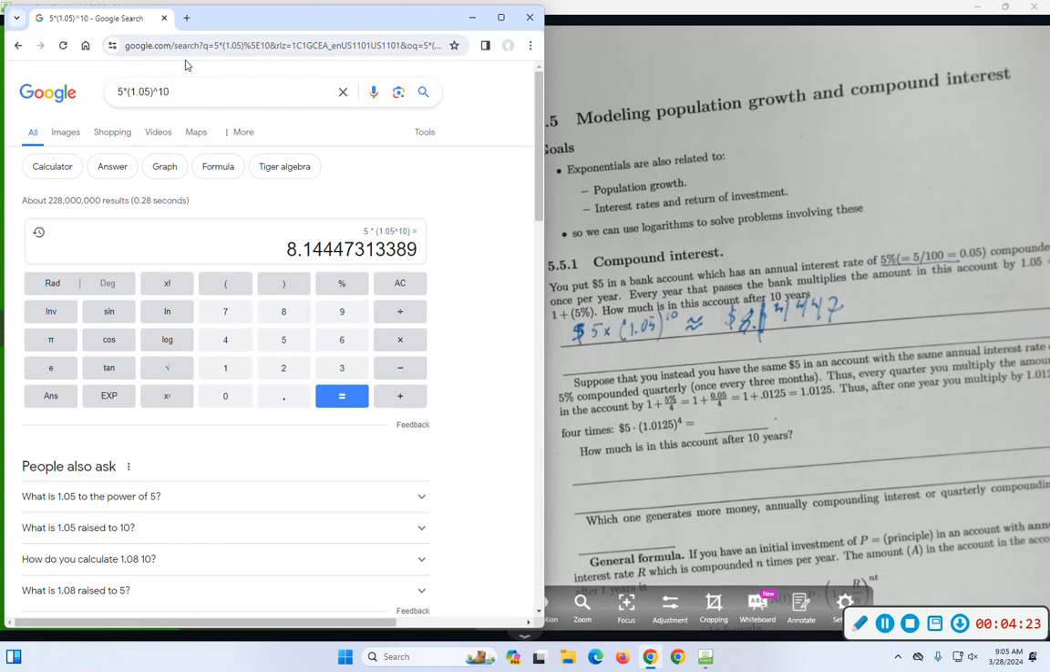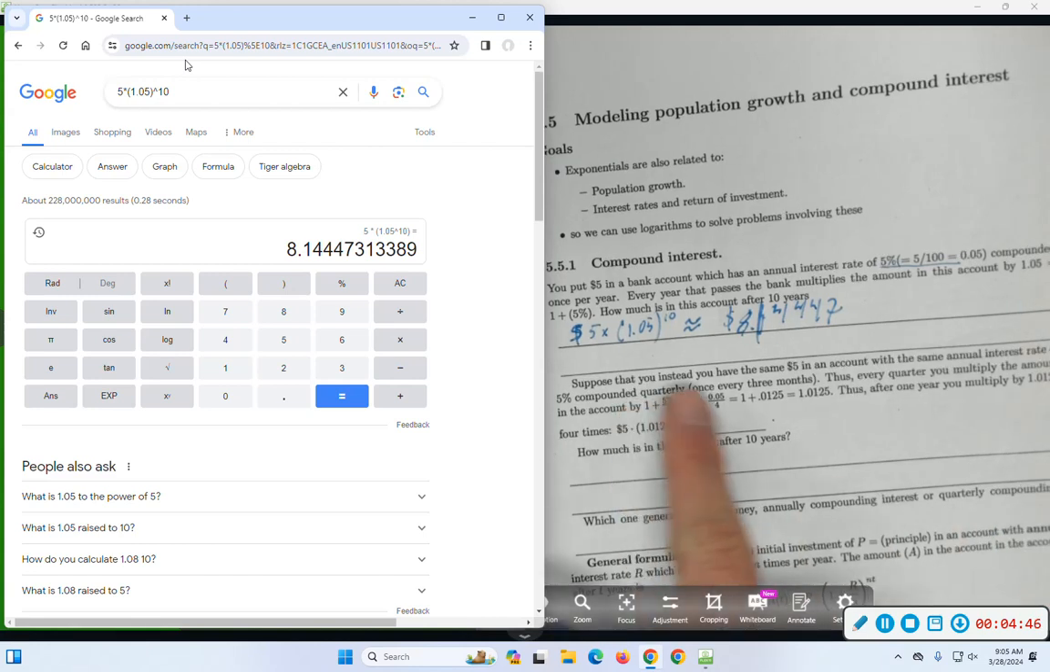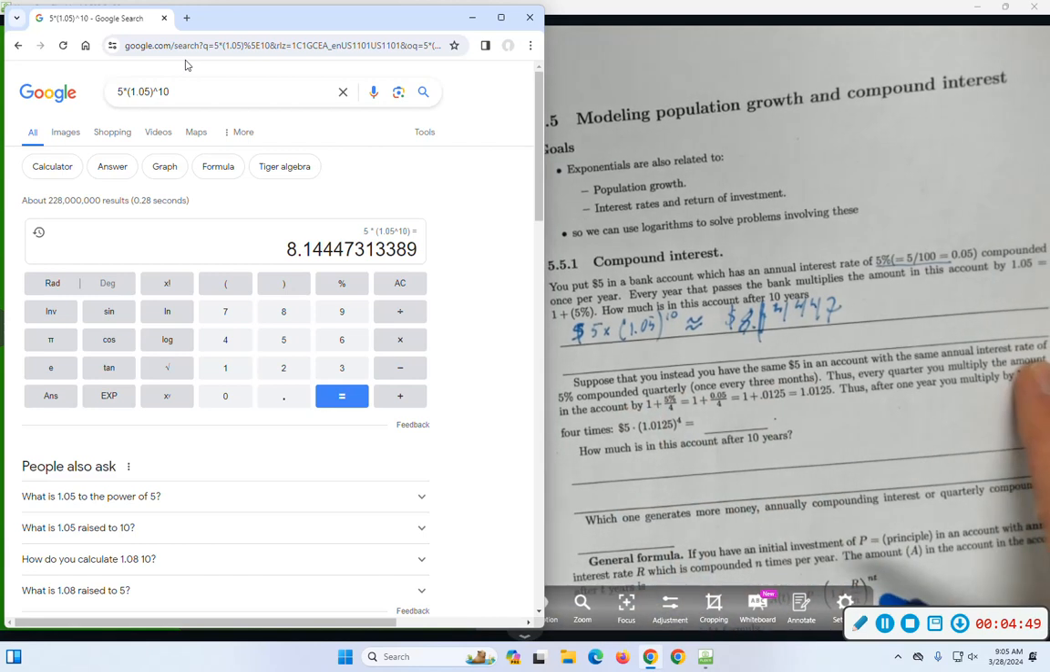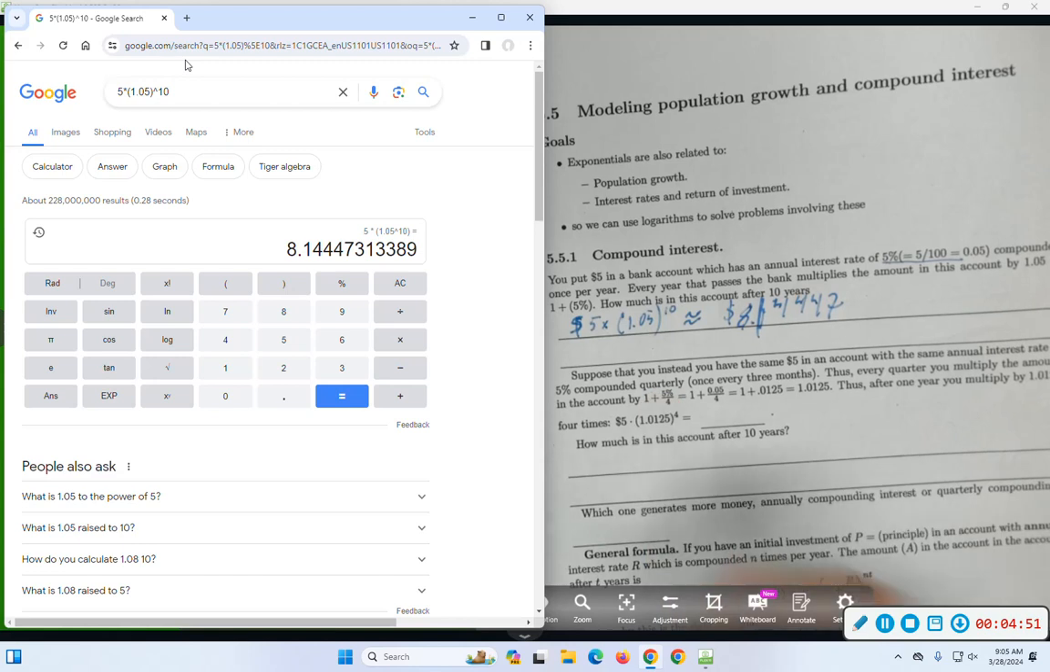So that's not the only type of interest-bearing account that banks advertise. They also advertise accounts with some annual interest rate, but compounded more than just annually. You'll see some that are compounded quarterly. So what does that mean? And this is the only subtle point, figuring out what that means. Suppose instead of having the same $5 in the account with the annual interest rate of 5% compounded quarterly now.